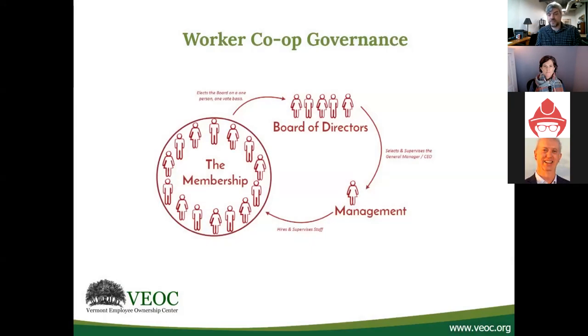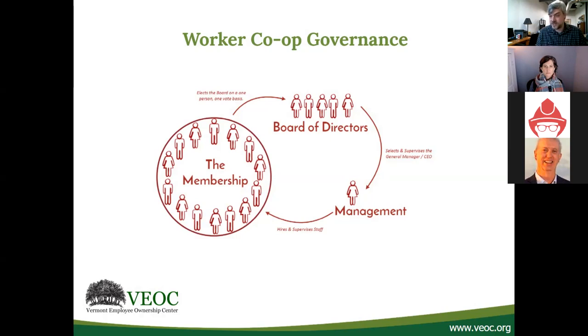So this is just a quick diagram of how worker co-op governance works. So you have the membership, everyone who's bought in, and they elect the board of directors. In companies that are under 10, oftentimes the board of directors is everyone, and they maybe meet quarterly to review financials and updates and policies and things like that. In bigger co-ops, it's going to be a more defined group.